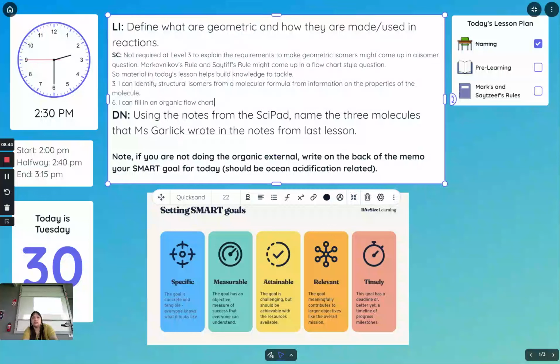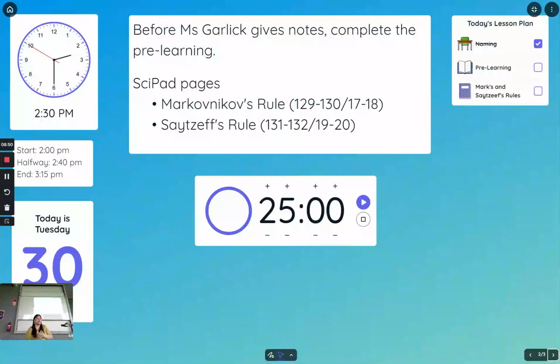I'm just going to make that nice and tiny again. Before I cover that, I want to do some pre-learning, because I think that's really important, so you have some prior knowledge before I start giving you the information. These are the SciPad pages for Markovnikov's rule. Some of you have just the organic book, and some of you have the full external book, so I've noted both pages. Markovnikov's rule, 129 to 130, or 17 to 18. Zaitsev's rule, 131 to 132, or 19 to 20. Do give that a go. If you forgot your SciPad today, I put it onto Google Classroom as well. Give that a go and see what you can understand.